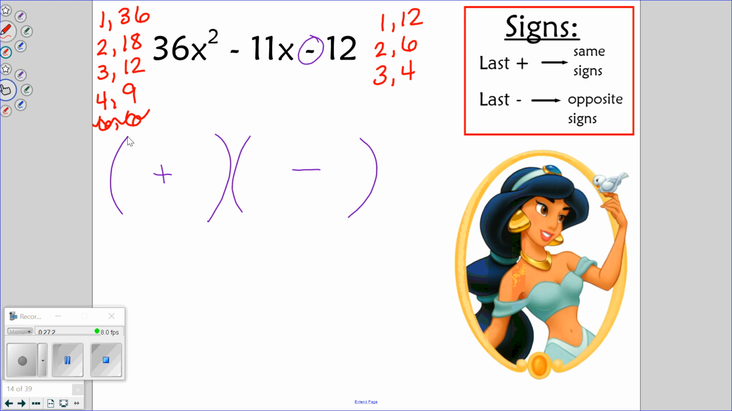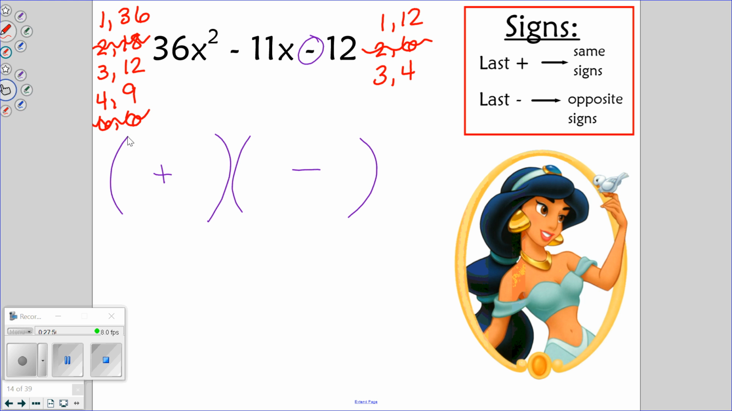What other one can I eliminate? Two and 18? They're both even. So if I put any of these numbers with them, it's not going to work. And there's another one I can eliminate. 2 and 6. Because again, those have even numbers in them. Even number with an even number, 2 goes into it. I know I can eliminate those. Okay, we still have some choices, though. 1 and 36, 3 and 12, 4 and 9.